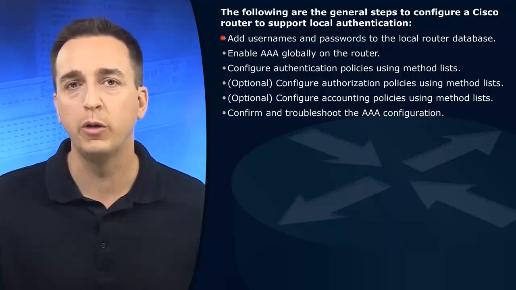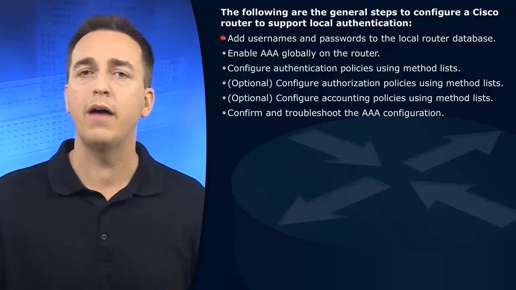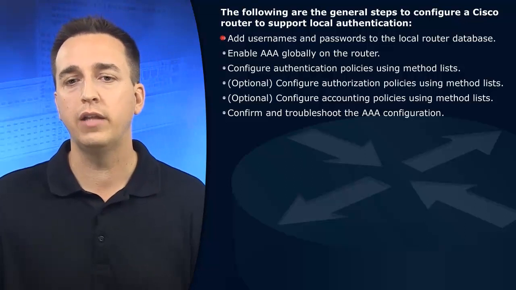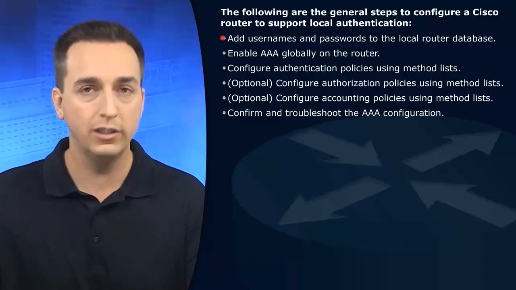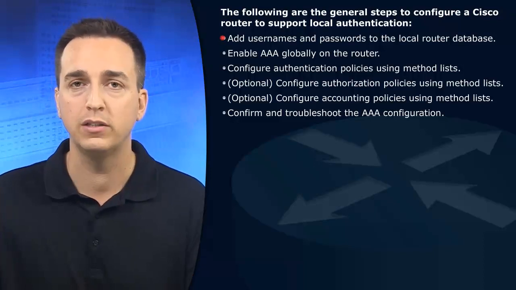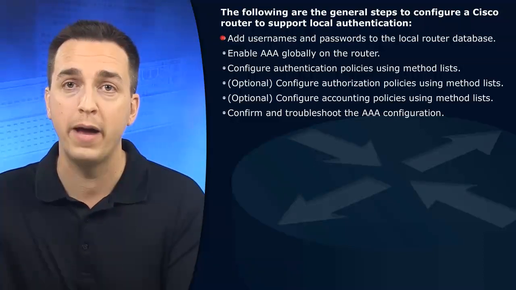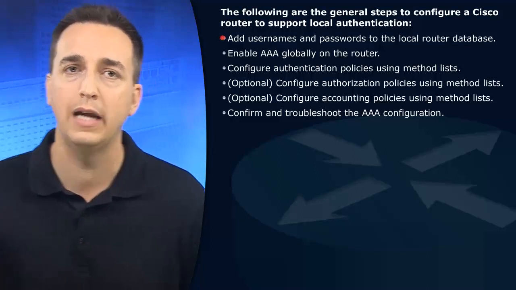So you better have at least one username and password in the local router database that is used for emergency purposes. And then when you craft your method list, you'll make sure that the primary authentication method in the method list is going to be the Radius servers or TACACS Plus servers. And then method number 2, the fallback method, is going to be the local username and password database.